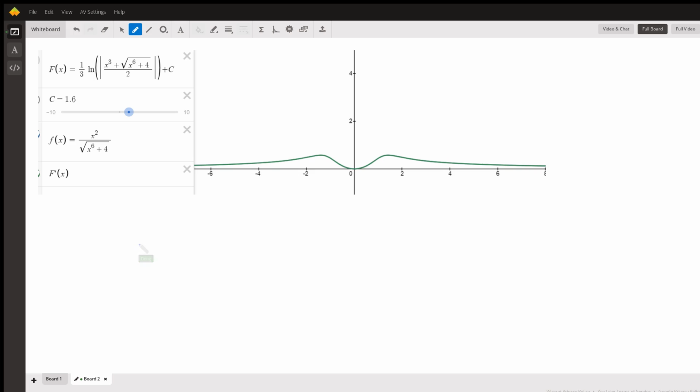Here's a way to check that on Desmos. If we let big F of x equal our answer, and then we take the derivative, which is f prime of x, we'll get a graph over here. And then if we let little f of x equal our original integrand, these two graphs are identical, which kind of proves the point. Okay, there you go.